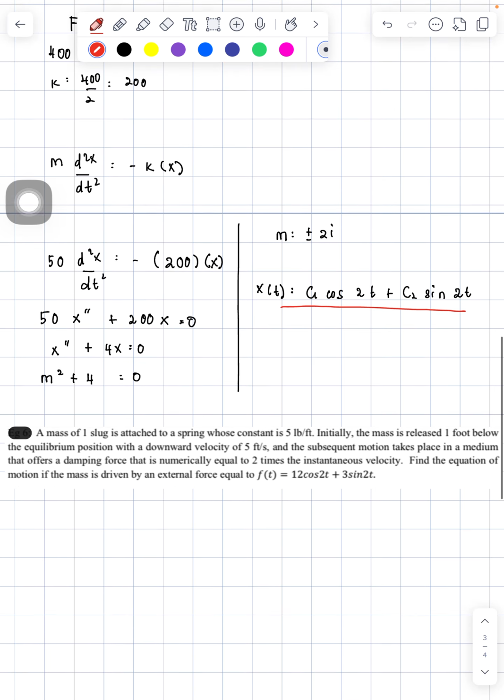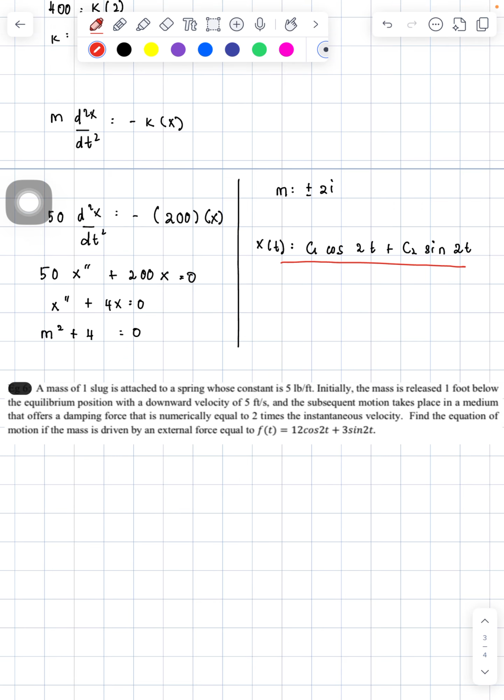Okay, for example number 2. A mass of 1 slug is attached to a spring whose constant is 5 pounds per feet. Initially, the mass is released 1 foot below the equilibrium position with a downward velocity of 5 feet per second, and the subsequent motion takes place in a medium that offers a damping force numerically equal to 2 times the instantaneous velocity. Find the equation of motion if the mass is driven by an external force. So we have the external force F(t) equals 12 cos 2t plus 3 sine 2t.